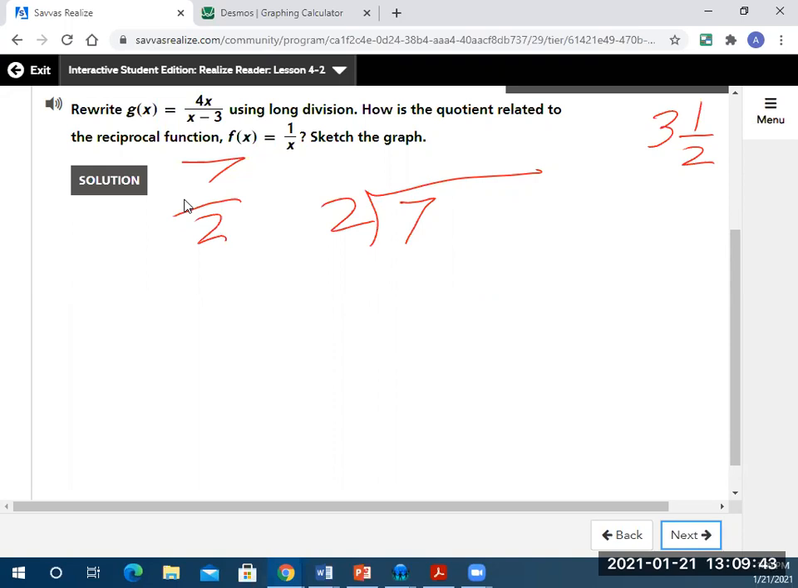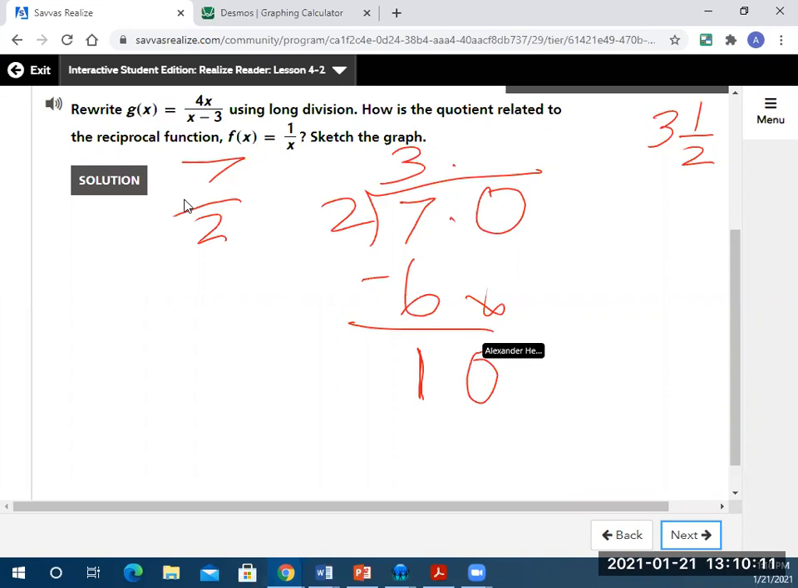So how many times does 2 go into 7 evenly? 3, right? So I'm going to do 3 times 2, and that's what I'm subtracting from 7. 2 times 3 is 6, so I'm going to subtract 6. And what is 7 minus 6? 1, right? Normally you would add a decimal and put 0, drop this down, 2 goes into 10 5 times, and then you get your answer 3.5.